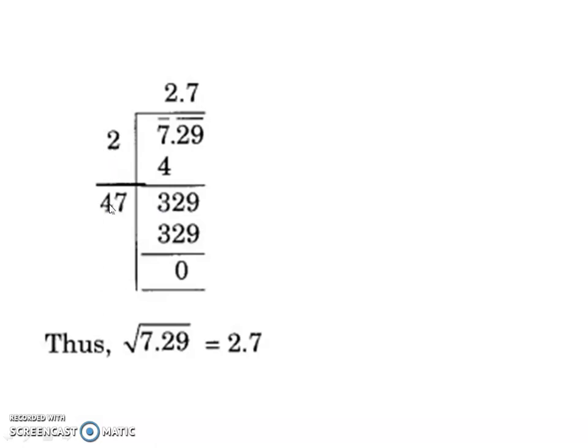How did you get 4 here? 2 plus 2, 4. How did you get 7? By trial and error method. That is 41 into 1, 42 into 2, 43 into 3 and so on. You will continue till you get 329. So 47 into 7 is equal to 329. So what will you conclude, students? That is the square root of 7.29 is equal to 2.7.